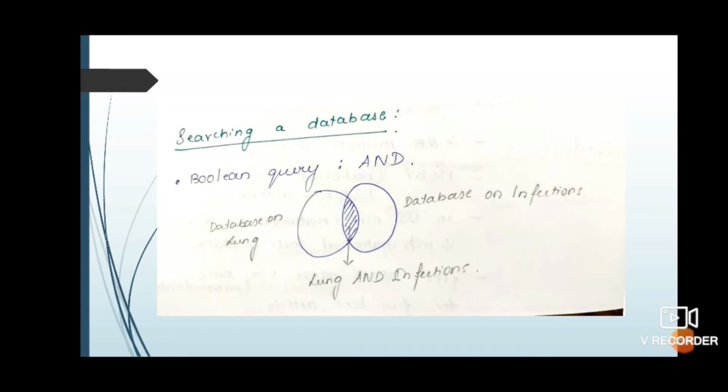For example, a database would limit the information to those articles which are concerned with lung and infections, which can be represented as shown in this Venn diagram. The shaded area, which has overlapping information of both lung and infections, can be displayed in this way.